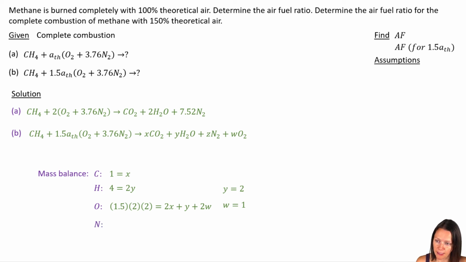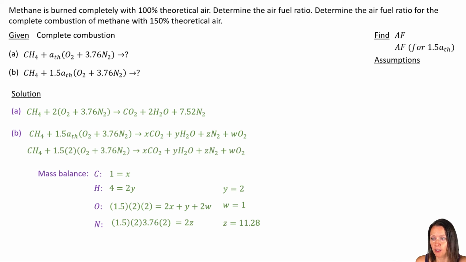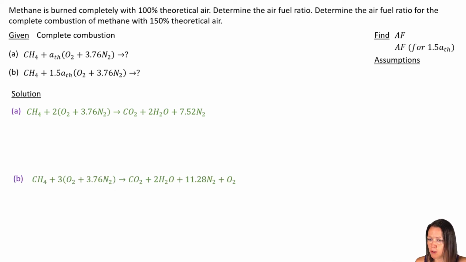And then for my nitrogen, same thing. I've got a 1.5 in front of that dry air term, so it's going to be 1.5 times the theoretical air, that's 2, times 3.76 times the subscript 2 on the nitrogen term, equals 2Z. And if I solve for Z, I get 11.28. So there's my final balanced equation for 150% theoretical air.